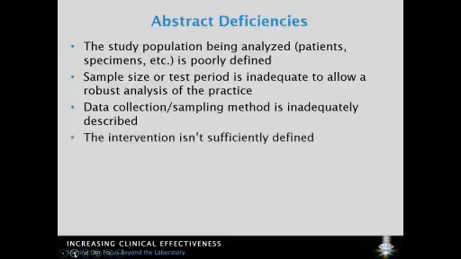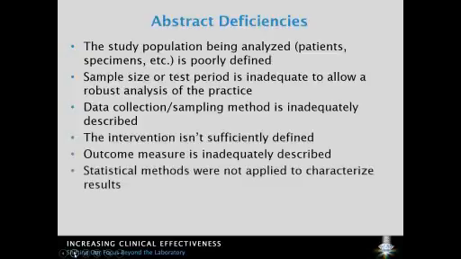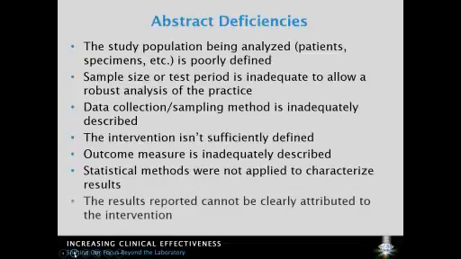We aren't even clear. 2 reviewers can't even be clear about what it is you actually did. The measure you're using is inadequately described, so we're not able to judge whether it's a good measure or not. Statistical treatment was not done sufficiently well to characterize the results, or the results cannot be really attributed clearly to the intervention that you've chosen. There's too many other explanations. These have come from actual abstracts that have been submitted.